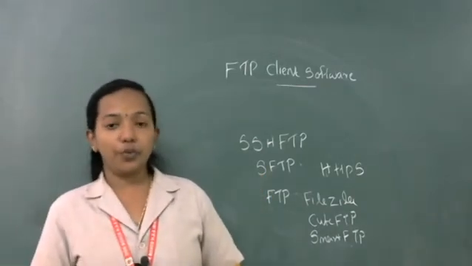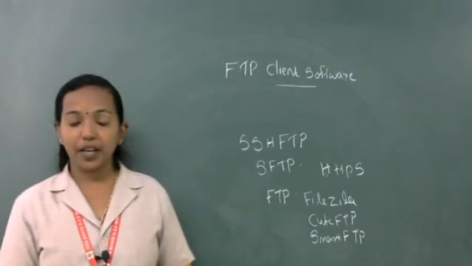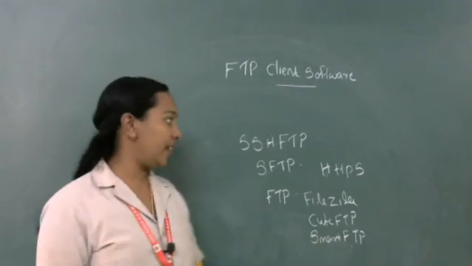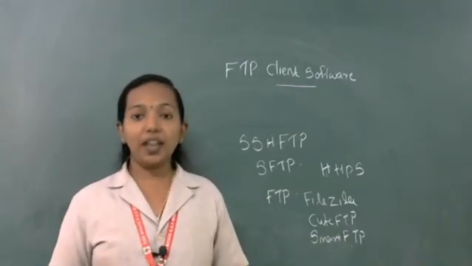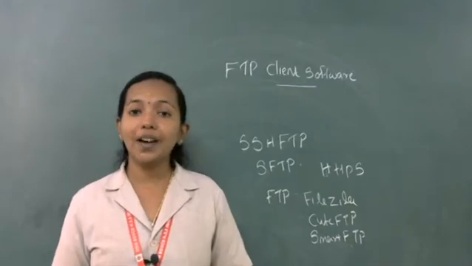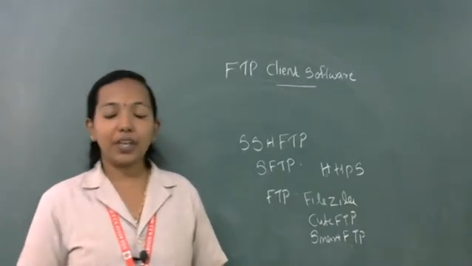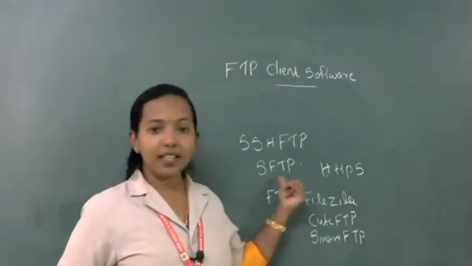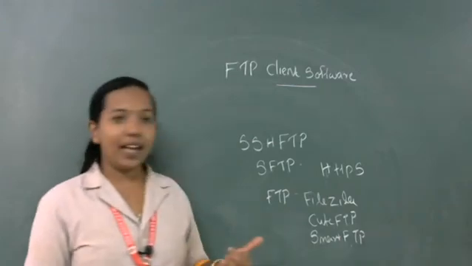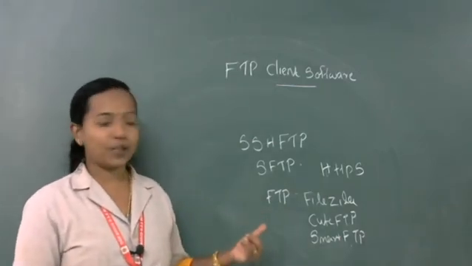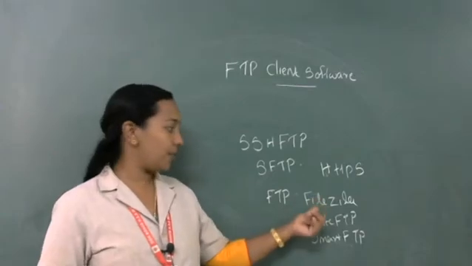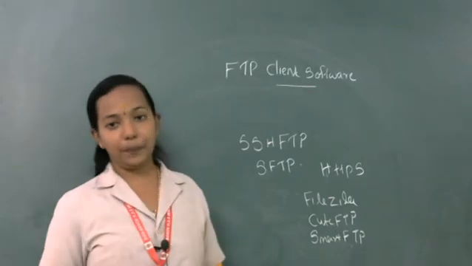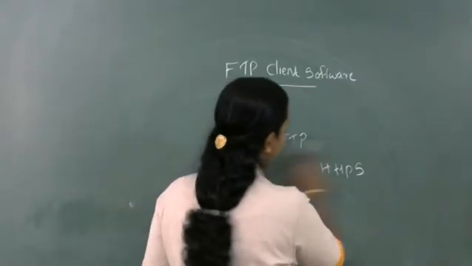For what are we using FTP client software? For copying all the files from our computer to the web server. Then after that, SFTP we are using. SFTP works with a secure layer protocol, which means a security level is implemented. So that's why it is SFTP. The commonly used file transfer softwares are FileZilla, Qt FTP and Smart FTP.